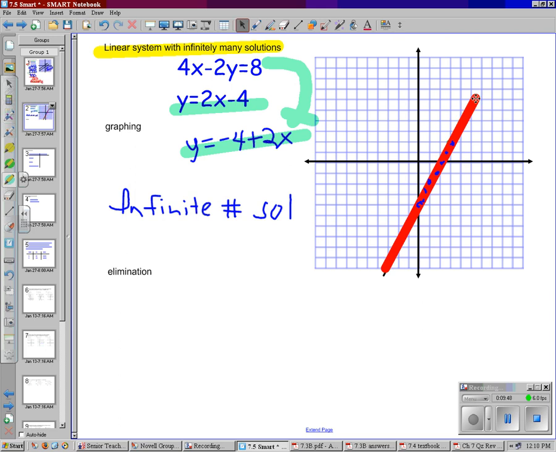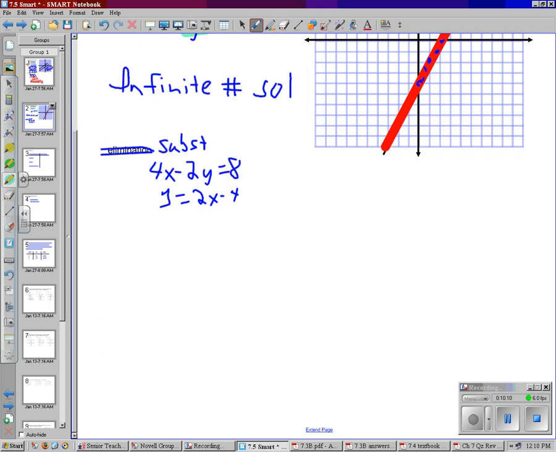Now, if we do this via elimination, you know what? Let's change this. Let's not say elimination. Let's do a little practice for our quiz. Let's do substitution down here. Okay, let's do substitution. We have the 4x minus 2y equals 8, and y equals 2x minus 4. We want to substitute. What should we substitute in where?